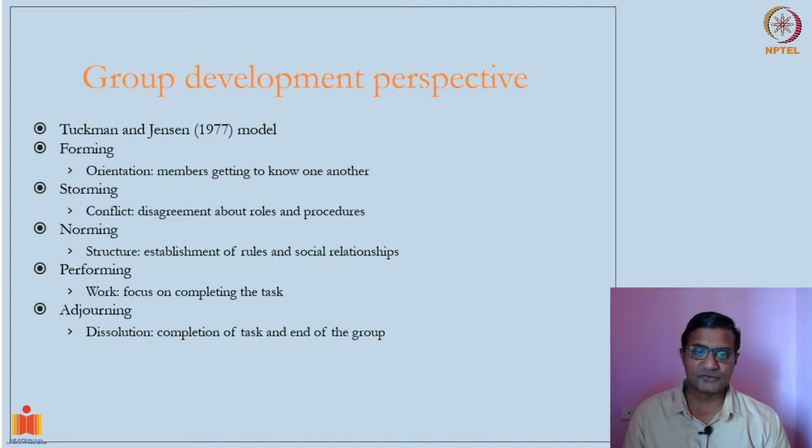Once norms are clearly established, the group starts performing. Now everything is smooth. Before this stage, there was a lot of conflict. At this stage, everything calms down. People come to some consensus and arrive at some social norms in the group. So at this point, the performance of the group increases. So the fourth stage is the performing stage.